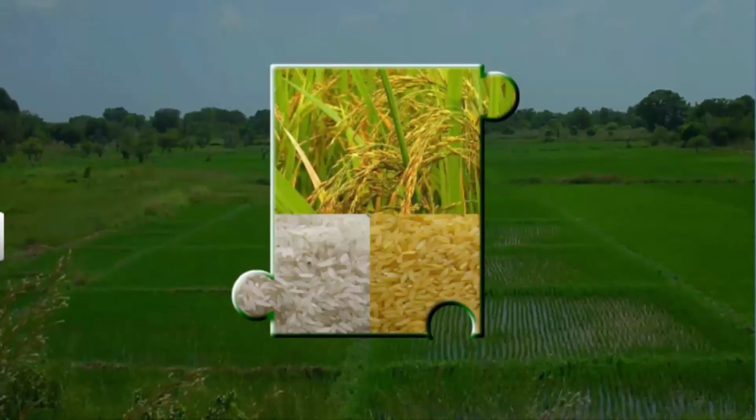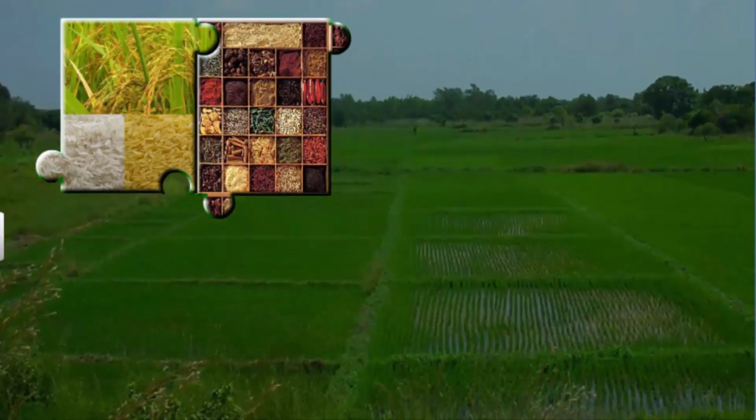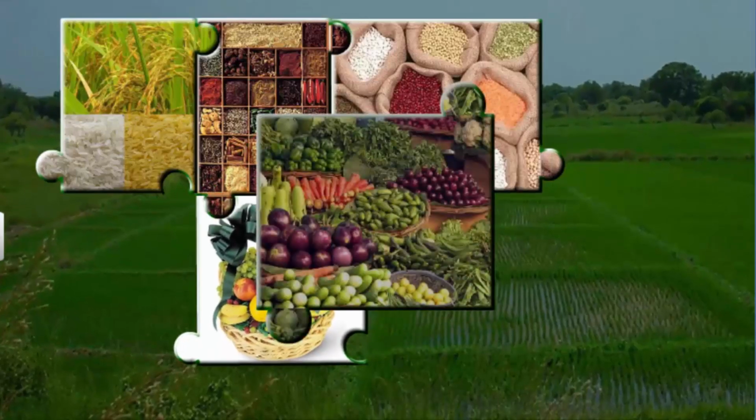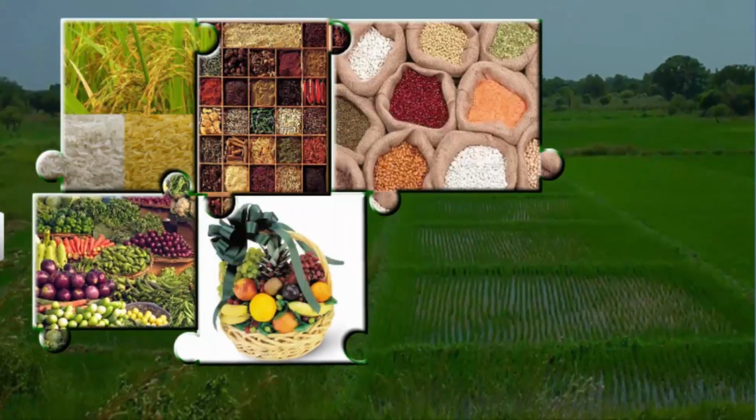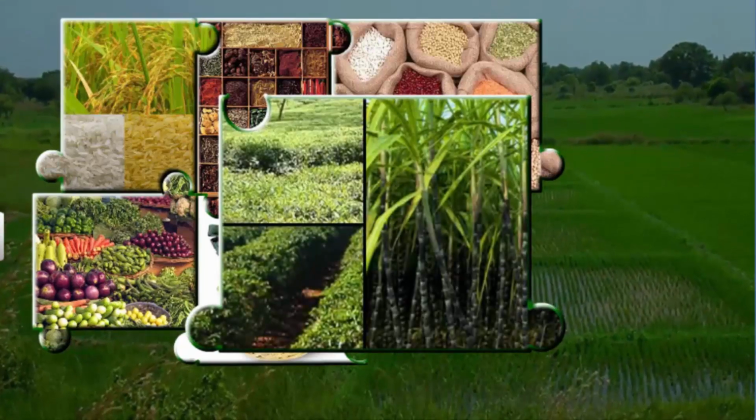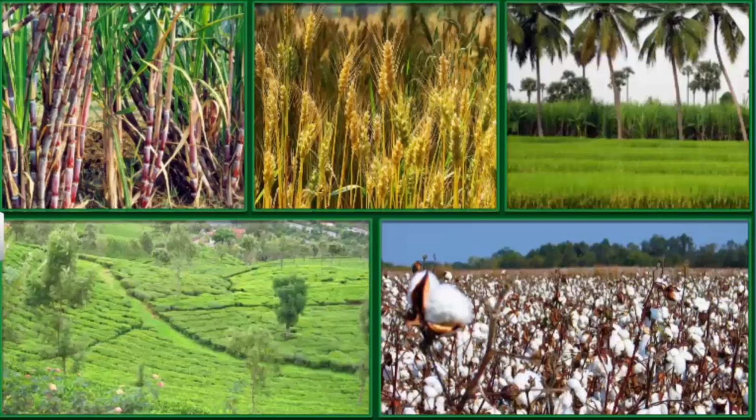From food grains, spices, oilseeds, fruits and vegetables, to commercial crops like tea, coffee, and sugarcane, the variety of crops grown in India is truly amazing.